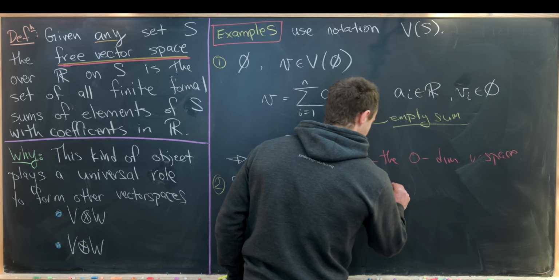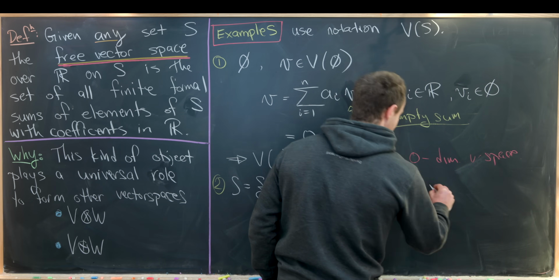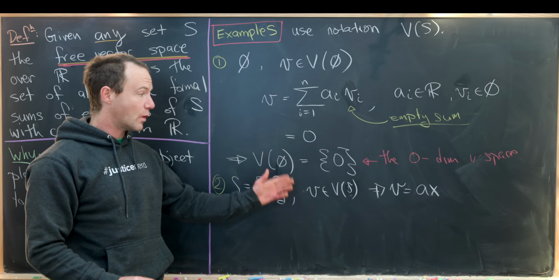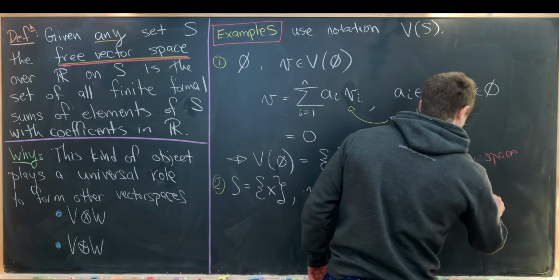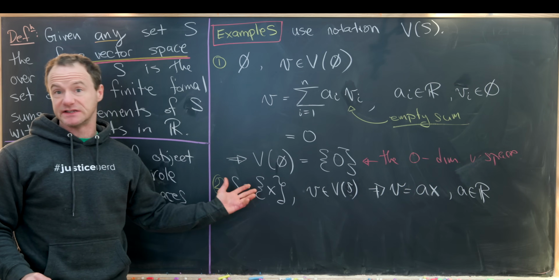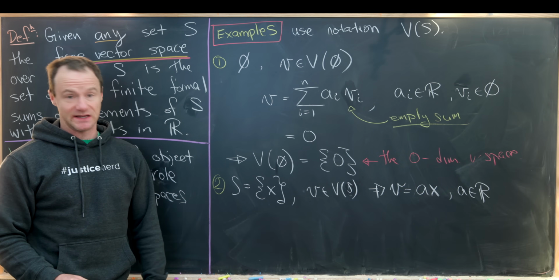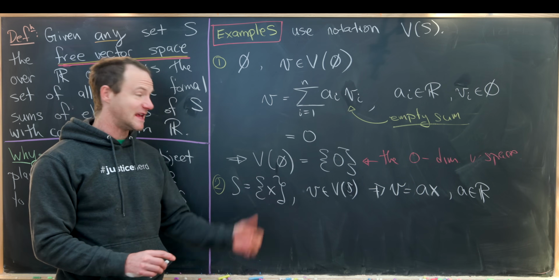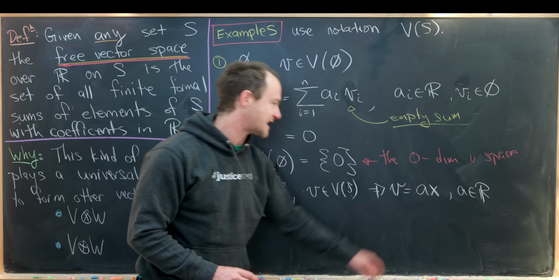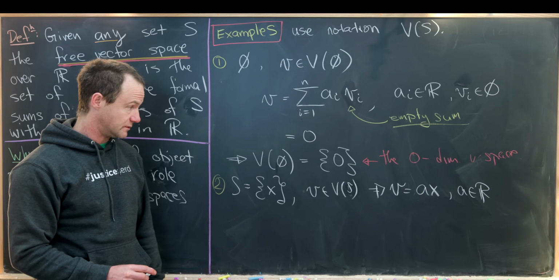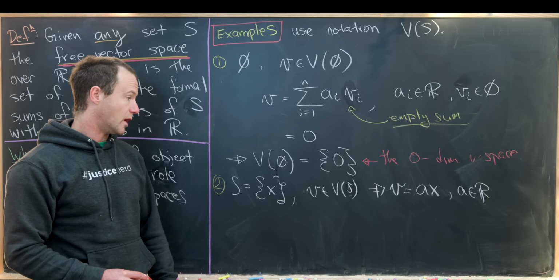So that means that we have v equals a times x, where a is a real number and this x is whatever the element of S is. Okay, so in fact, this has infinitely many elements because we can scale a any way we want to. And in fact, this is also one-dimensional.